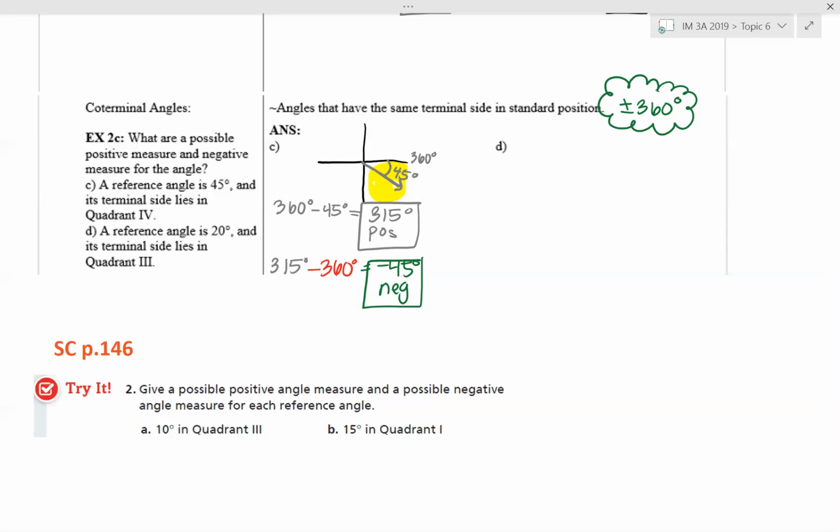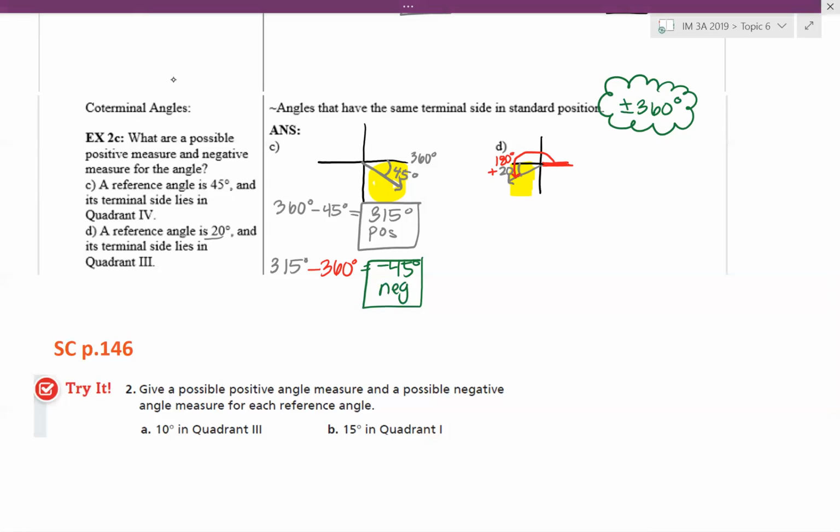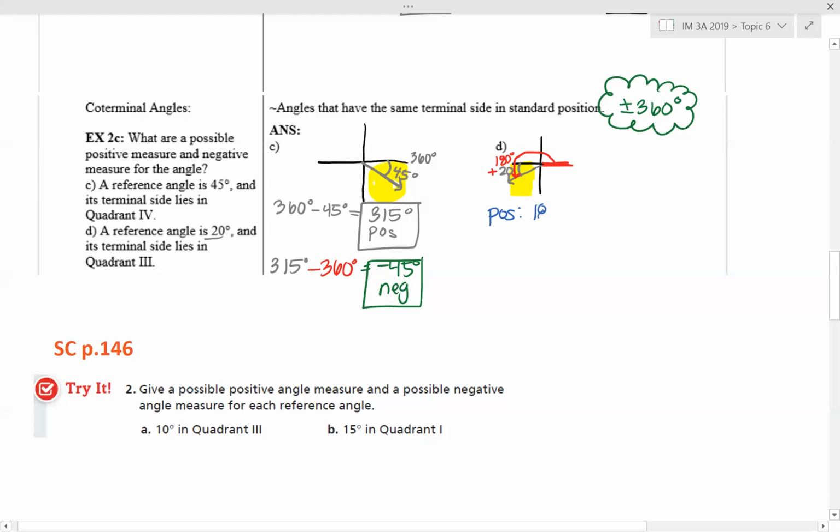For part D, we have a reference angle that's in quadrant 3. So if we draw the quadrants, we're in quadrant 3, and they're giving us a reference angle of 20 degrees. In quadrant 3, it's in reference to always the x-axis, so that's 20 degrees. If my angle is in standard position, it starts here and then hits this. So it's 180 degrees plus the 20 degrees that gives me the positive angle. That means I'm going to have an angle of 200 degrees that has that reference angle.